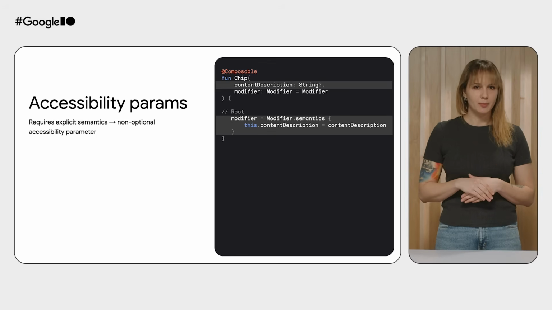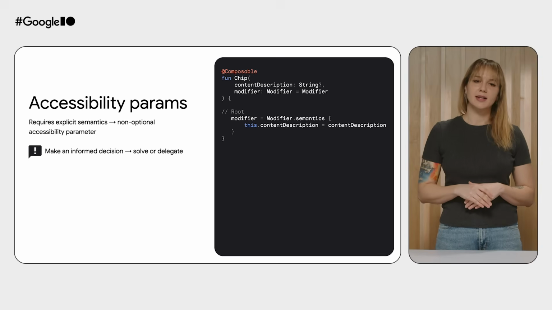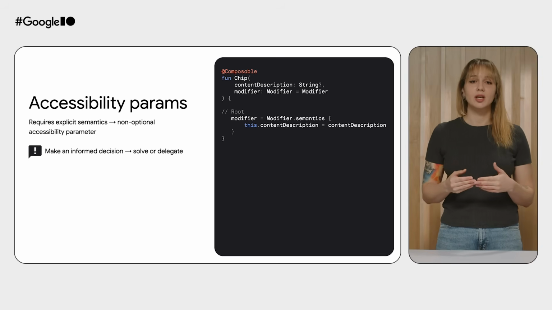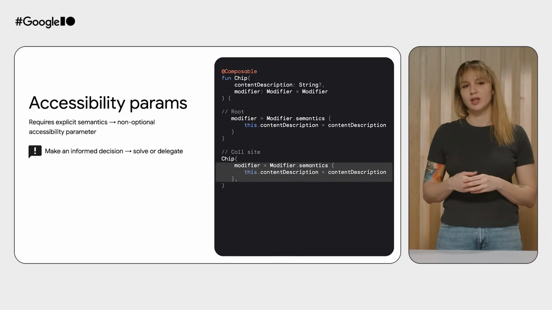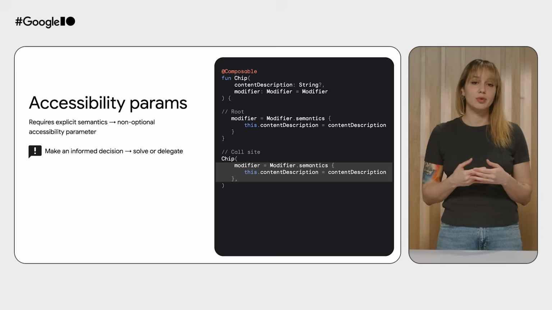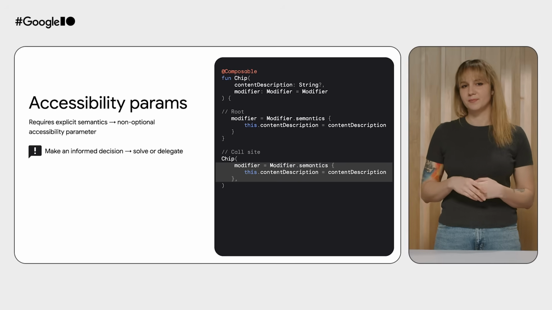To apply this to the chip, you could specify a content description parameter and apply it via the modifier semantics to the root component. When designing APIs, it's important to make an informed decision on what to build into the implementation versus what to ask from the user. Keep in mind that users can also provide their own modifier semantics and try to override the default setup.